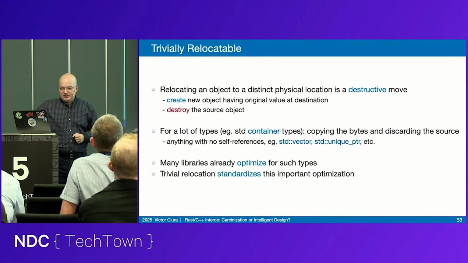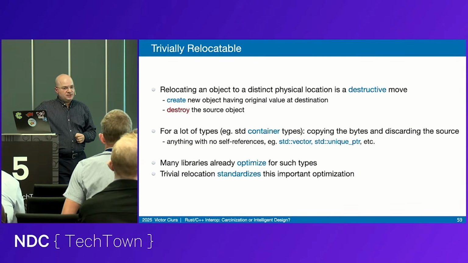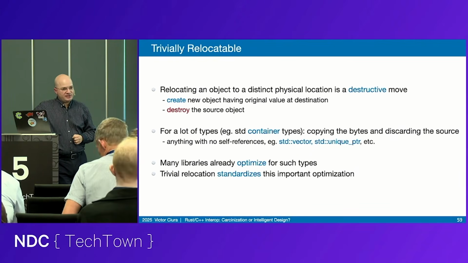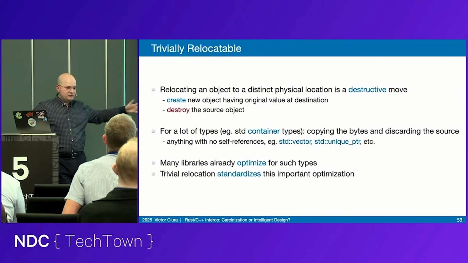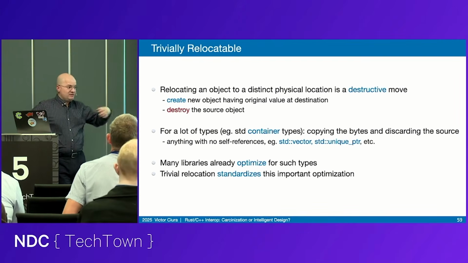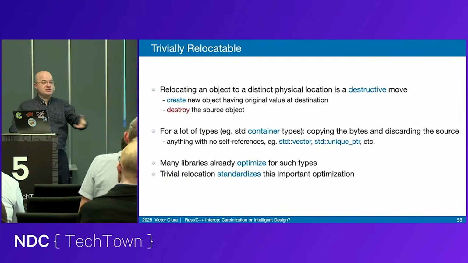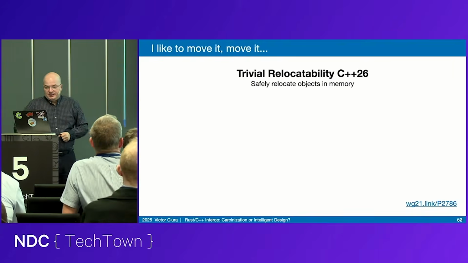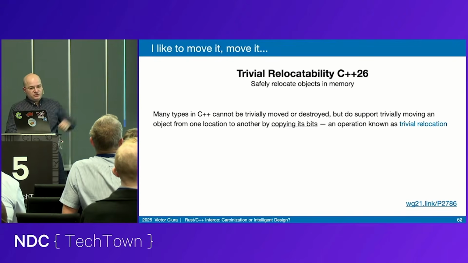So the effort of talking about trivial relocation in the C++26 standard is just a means of standardizing existing practice. This is not alien technology. We've been doing these kinds of exploits. We just want to legitimize them and have a way of expressing them in user code as well, not just standard libraries. So that's how we get trivial relocatability in C++26.